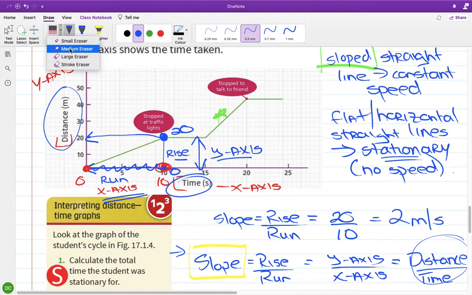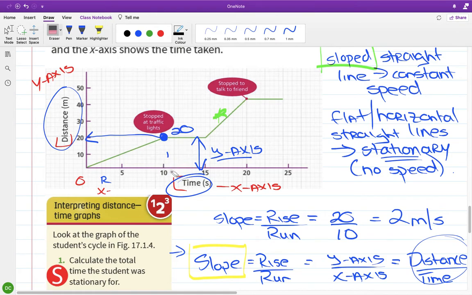Oh, I've made a mess of the graph here. Hang on until I tidy this up a bit. Okay, get rid of that. Right, that's a bit better.